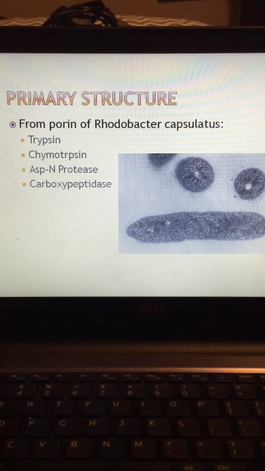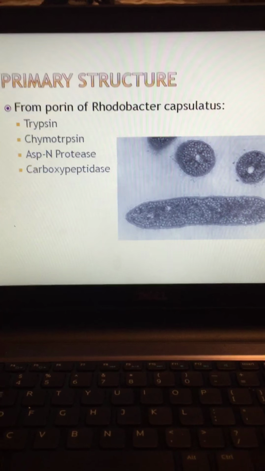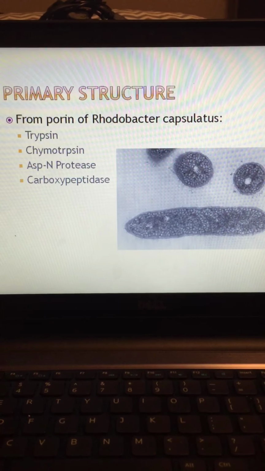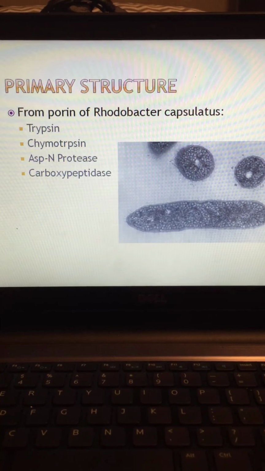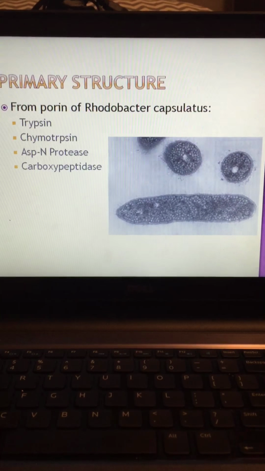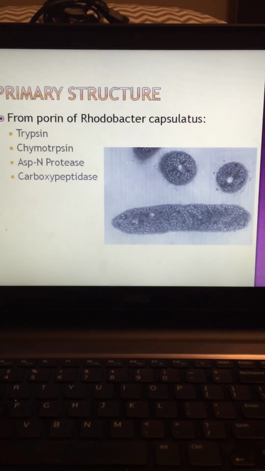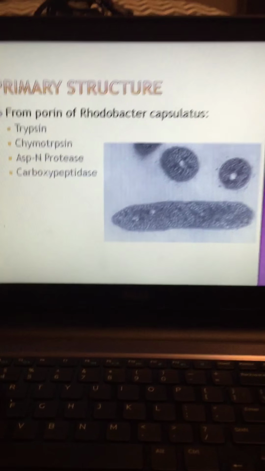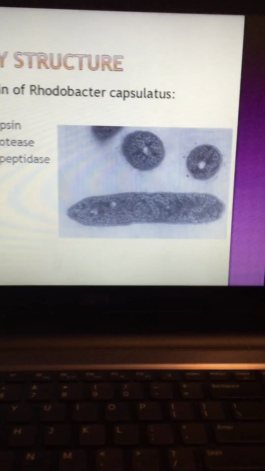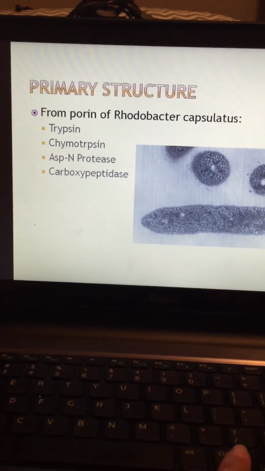So this is the primary structure for the Rhodobacter capsulatus. Trypsin, yeah, I can't say these words, but aspartic protease and carboxypeptidase. I have a hard time saying these things, sorry. And that's a picture of the Rhodobacter, and that's basically the primary structure. Those are the things that are inside of it.